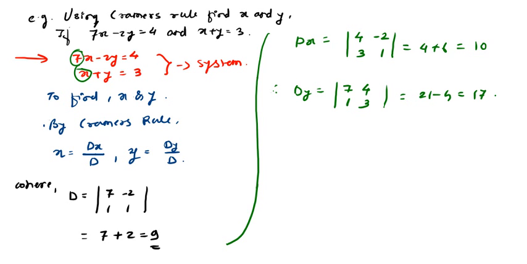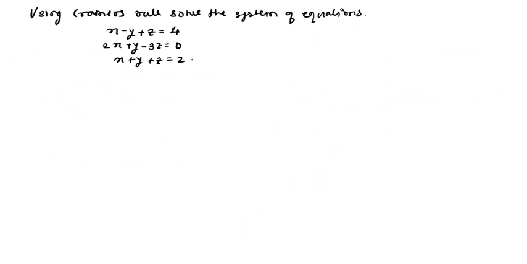So we got all the values, and now we can easily find x. x is Dx upon capital D. Dx is 10 and capital D is 9, so the value of x is 10 by 9. And y will be Dy upon capital D. The value of Dy is 17 and capital D is 9, so the value of y will be 17 by 9. This is how we can solve the system which contains two equations and two unknowns.